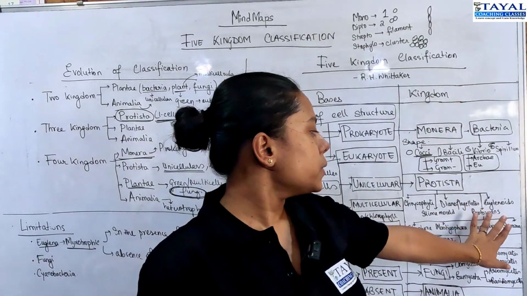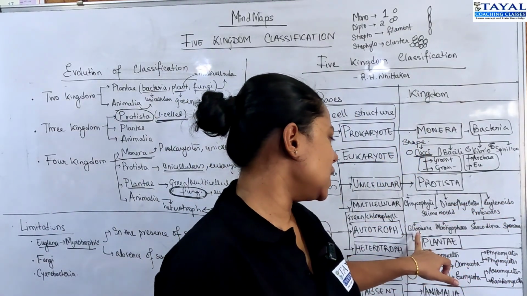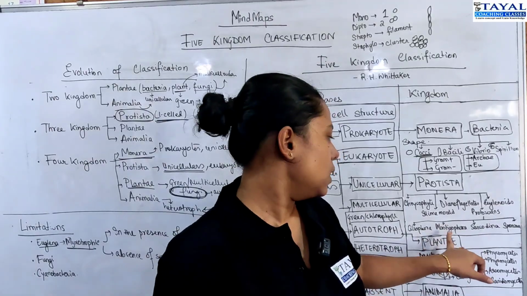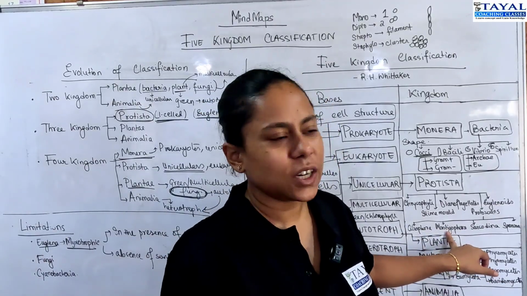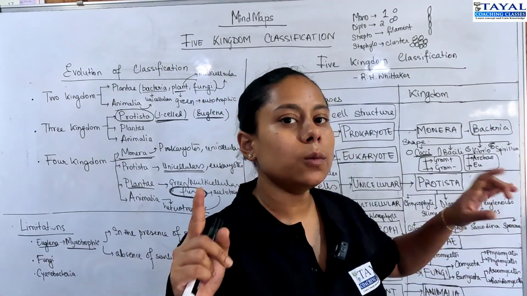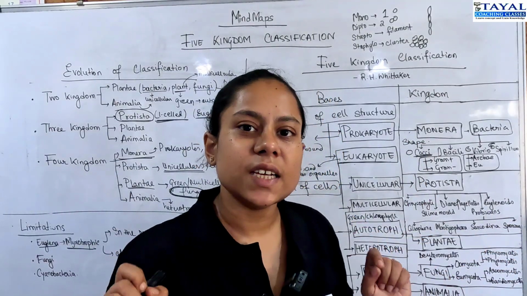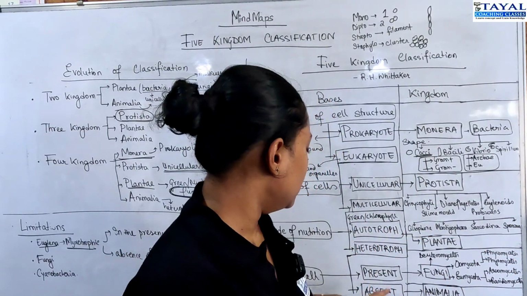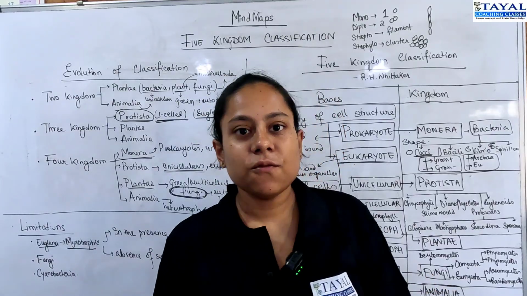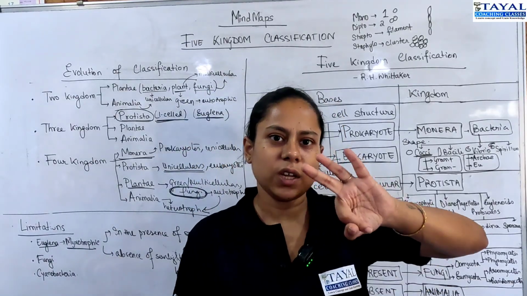Okay? Protozoans then can further be classified into Ciliophora, those that have cilia, Mastigophora, those that have flagella, Sarcodina, which are amoeboid in shape, and Sporozoa, which are parasitic in nature. Okay? Coming now to fungi. Fungi can be classified into 3 categories.